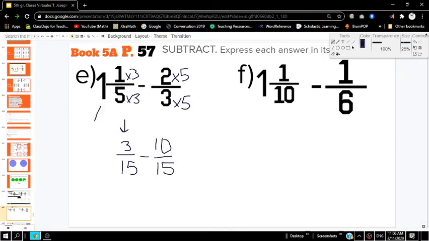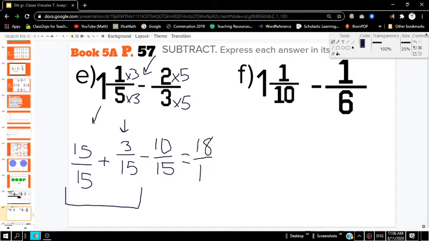But I can't forget about this 1. As mentioned earlier, a whole number can be converted into a fraction. 15/15 will suffice. Now, before I continue with my subtraction, I'm going to add my whole number with my fraction. 15 plus 3 equals 18. So really, my problem has converted into 18/15 minus 10/15.